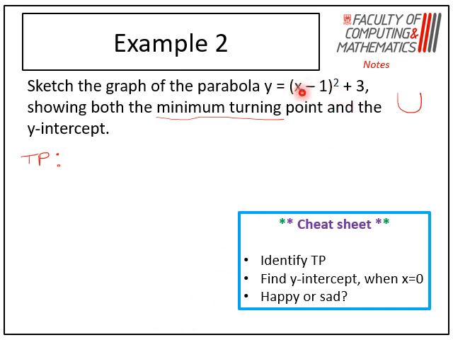If we are looking at our turning point, if you take a look at the equation that we've got, we've got (x take away 1) all squared, so (x take away a) all squared plus a number, i.e. your plus b, so your turning point then has to be (1, 3).